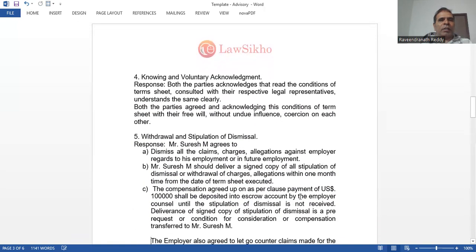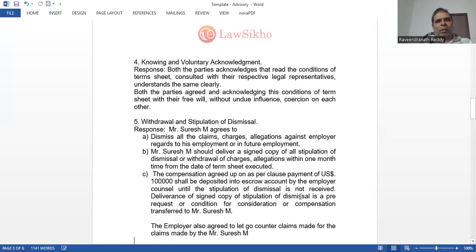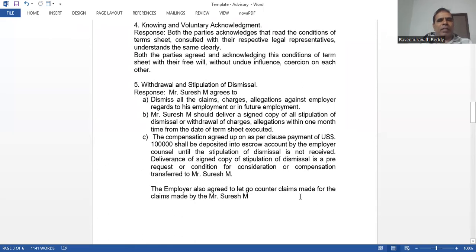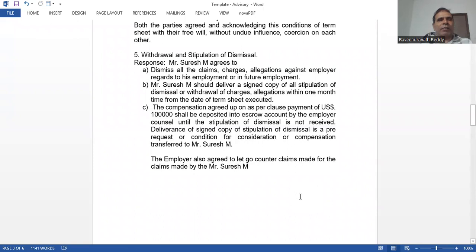The fourth clause, knowing and voluntary acknowledgement. Response: both of the parties acknowledge that they have read the conditions of the term sheet and consulted their respective legal advisors. Means, in this what we said is that both parties should acknowledge that they understood the conditions properly and signed, and that they have even approached their legal representatives to understand the terms of the term sheet. Then, withdrawal and stipulations of the dismissal.